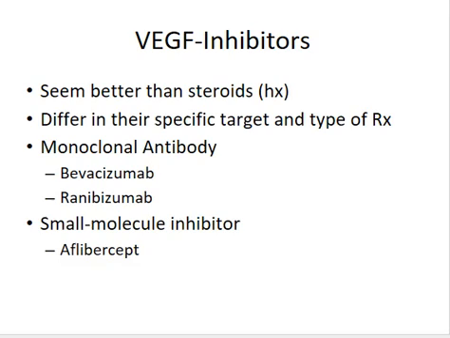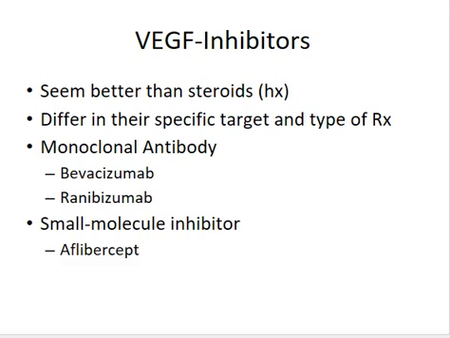These VEGF inhibitors seem to be better tolerated and have more positive clinical outcomes than steroids, which have been used historically to treat these conditions. These drugs differ in their specific target and the type of drug that they are, but as a group, they're all called VEGF inhibitors. You can further subdivide them into monoclonal antibodies. Bevacizumab and ranibizumab both have the suffix mab, which stands for monoclonal antibody.